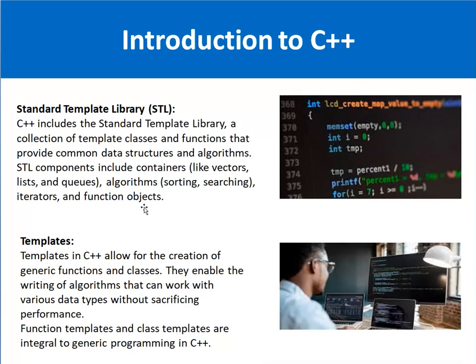Then the standard template library, or STL. Friends, C++ includes the standard template library, which is basically a collection of template classes and functions that provide common data structures and algorithms. The standard template library includes containers like vectors, lists, queues, algorithms for sorting and searching, iterators, and function objects.